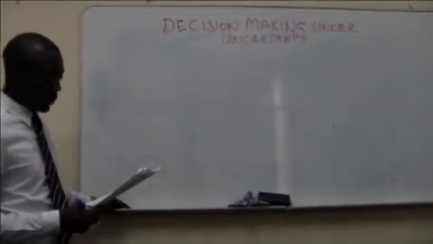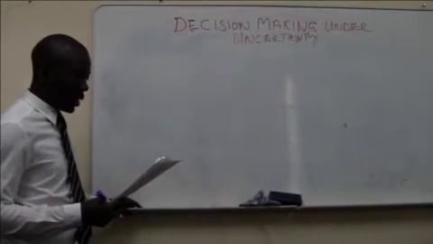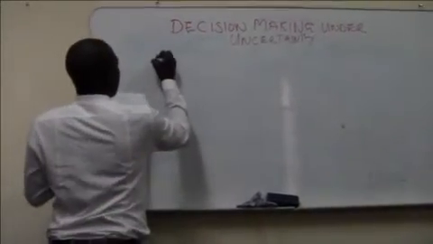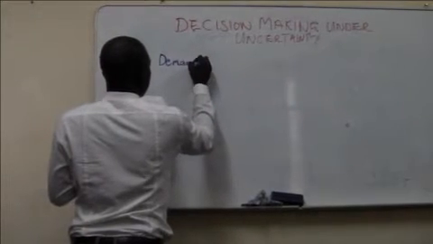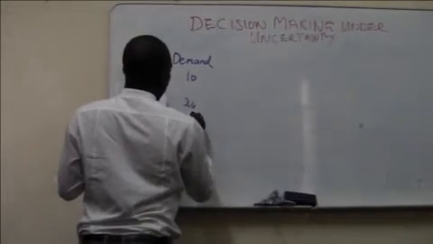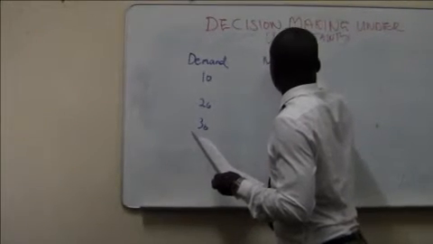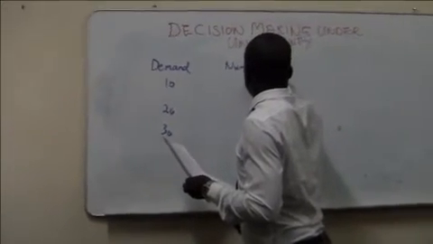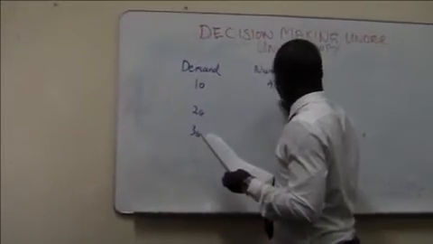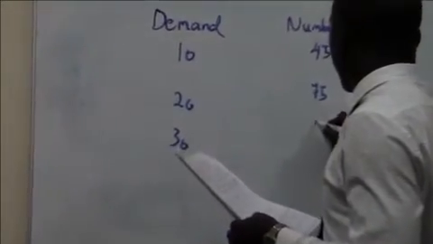Note, purchase orders must be made before the number of sales is known. He has kept records of demand over the last 150 days. Therefore, the demand is as follows. You have 10, 20, and 30 cases. Then you have your number of days this side: 45, 75, and 30.